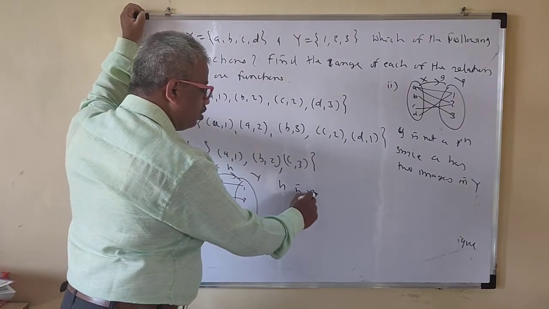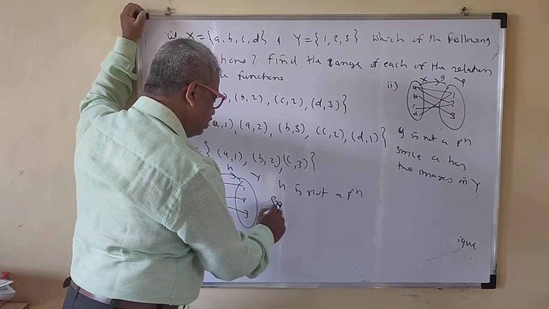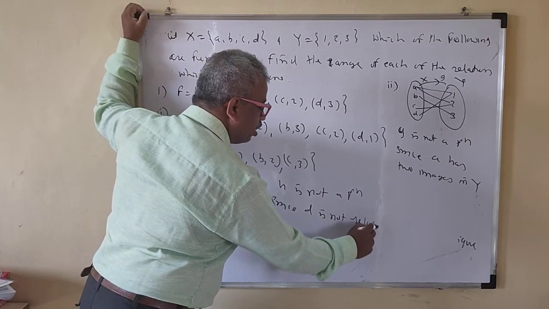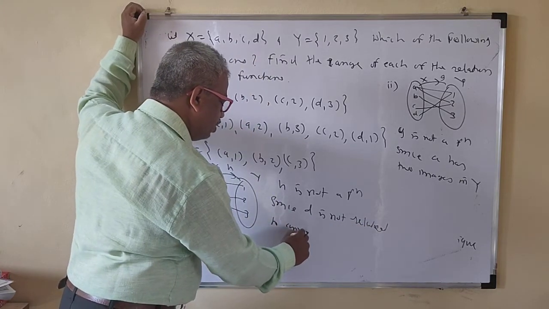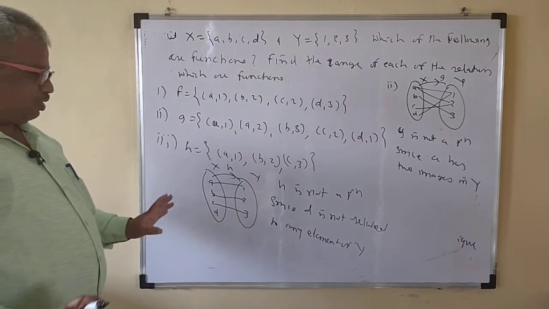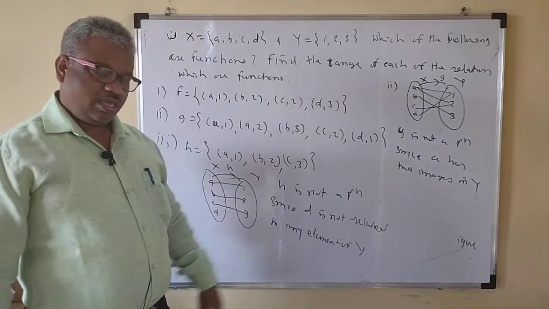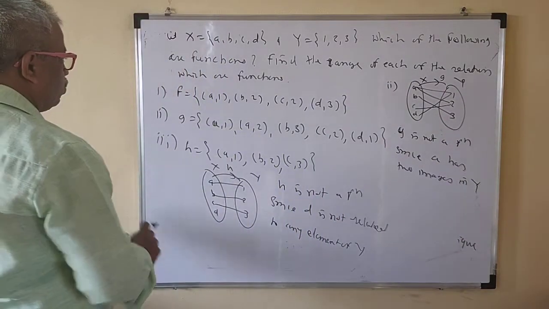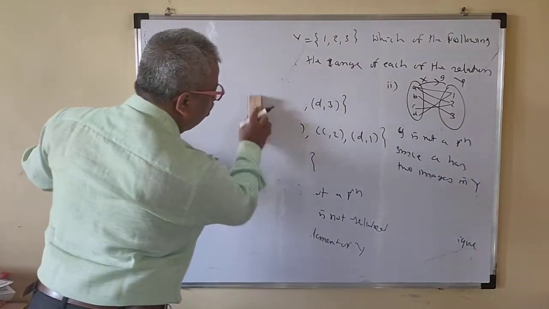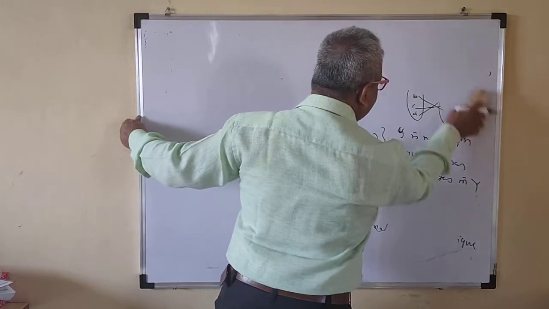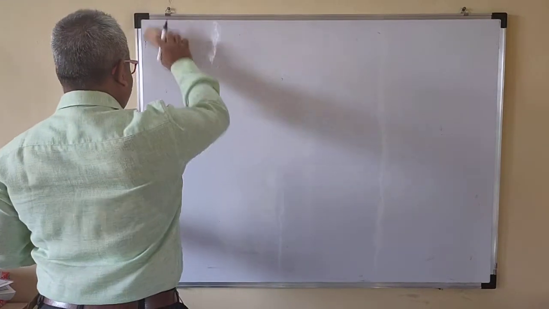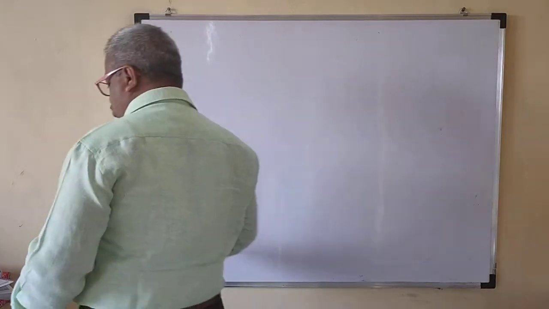H is not a function since D is not related to any element of Y, or D has no image. Simply you can write, since D has no image. So this is very simple now. I hope that you understand this one, how to check whether a relation is a function or not. This is a very nice example. Okay. We'll take the next problem.